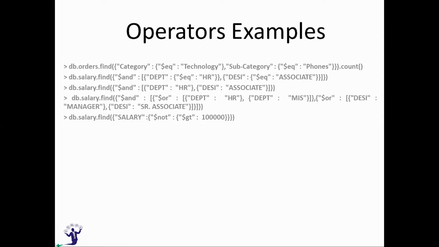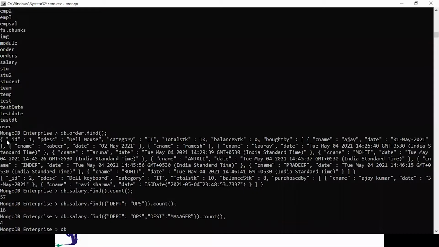Here we are taking an example where the department should be either HR or MIS and the designation manager or senior associate. So we are using two logical operators over here. Let's try to do this. I want db.salary.find condition $and colon.